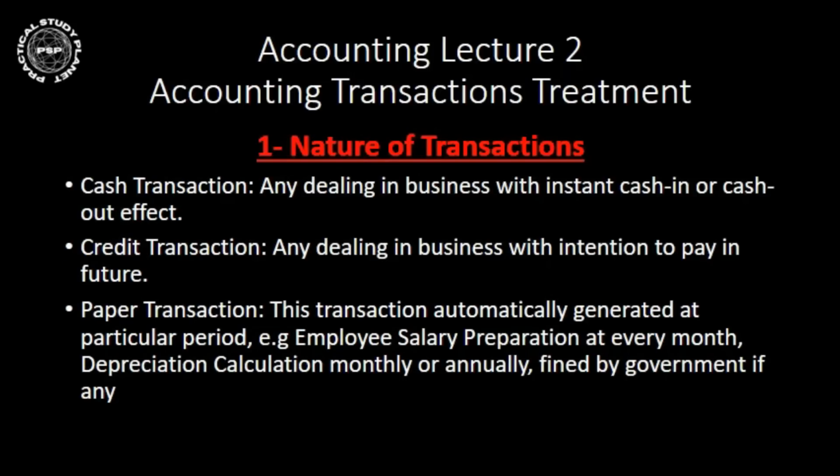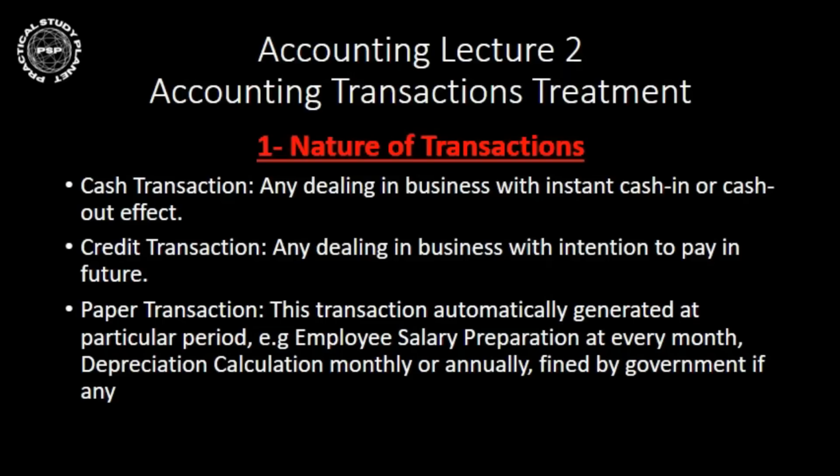Let's see the nature of transactions. Cash transactions: any dealing in business with an instant cash in or cash out effect is called a cash transaction. For example, we are buying some stock and paying cash at the same time, that is called a cash transaction. If we are selling and taking cash at the same time, that is also a cash transaction. Anything regarding cash sales, purchases or expenses, whatever we are paying or receiving in terms of cash, is called a cash transaction.